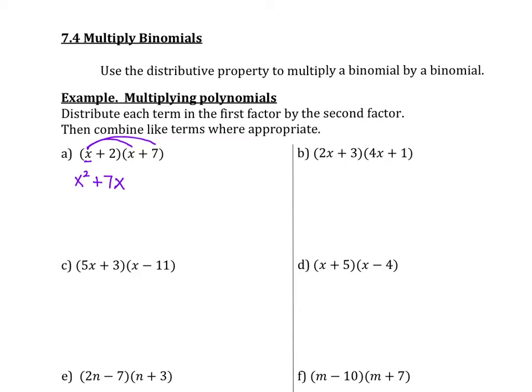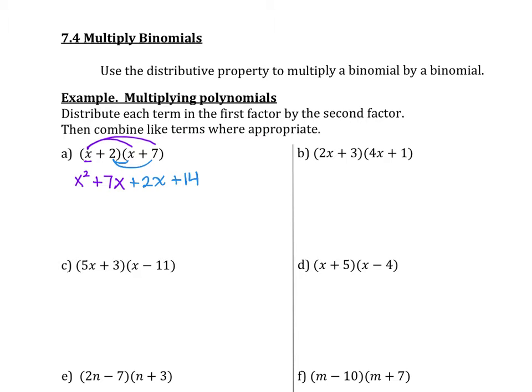Okay, now I'm going to look at the first binomial again. Okay, I distributed the x. I also have this plus 2 here. So now I'm going to take the positive 2 and distribute that to the second binomial. So 2 times x is 2x. 2 times 7 is 14. Okay, so I end up with 4 terms, and that will always be true.